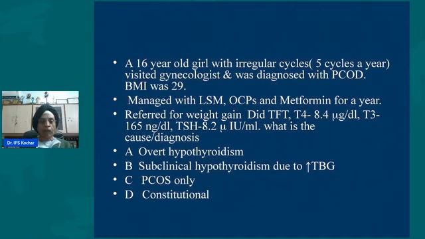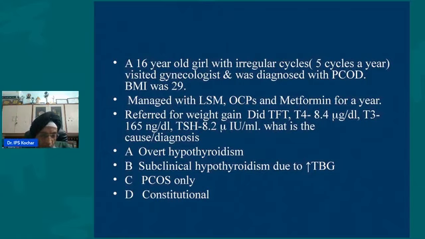She was referred because of weight gain. Thyroid function tests were done. T4 was 8.4, T3 was 165, TSH 8.2. What is the cause and diagnosis? So what do you find in this patient? T4 is 8.4, T3 is 165, TSH is 8.2.